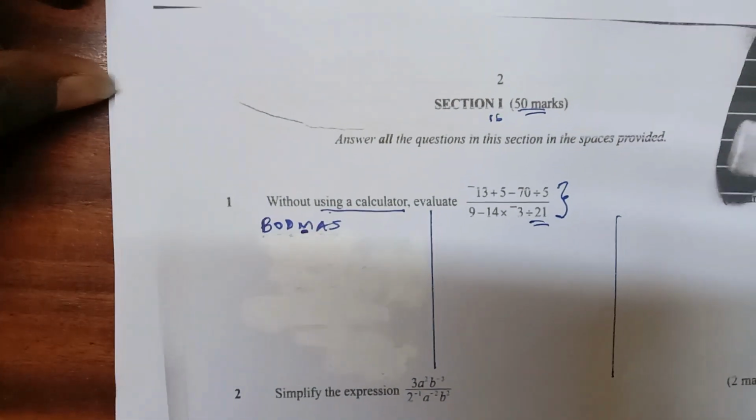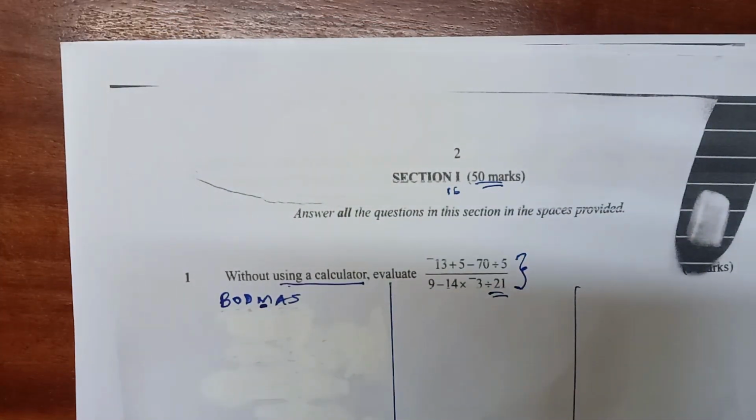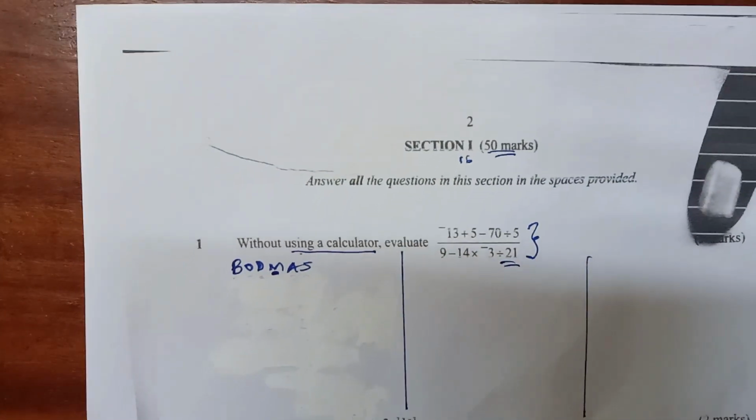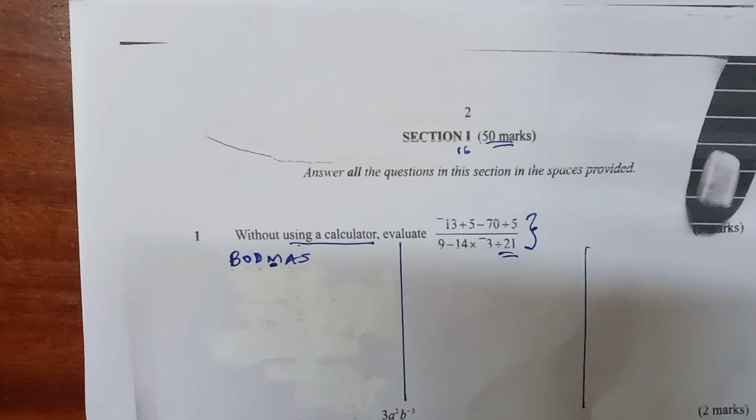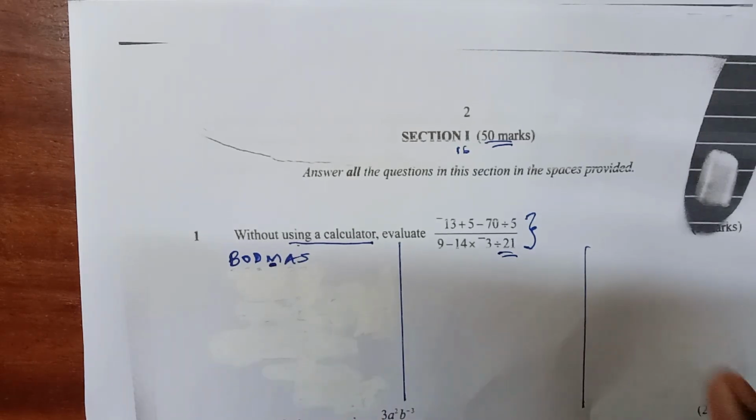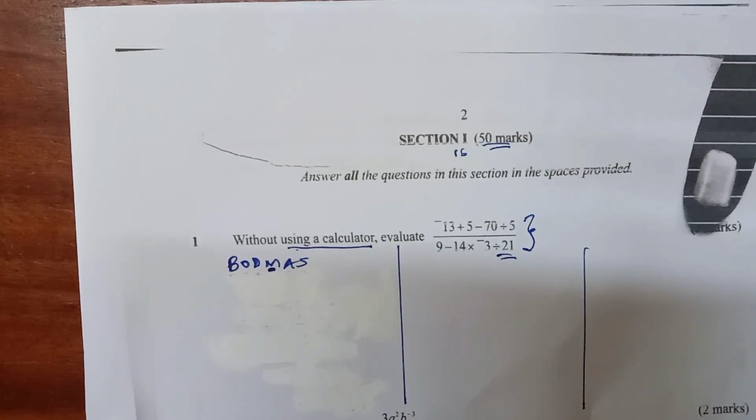Any use of a calculator in this question means you have violated the instructions, and you will lose some marks. The candidate was being tested on the application of BODMAS in evaluation. This question has a numerator and a denominator, so it is good to divide your paper into 3 equal sections, and in the first section we deal with the numerator.